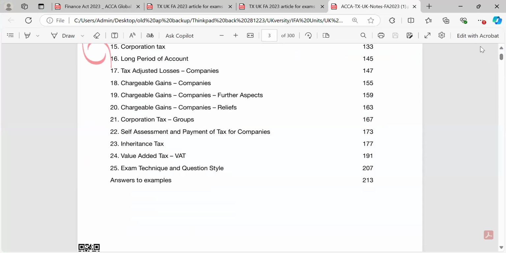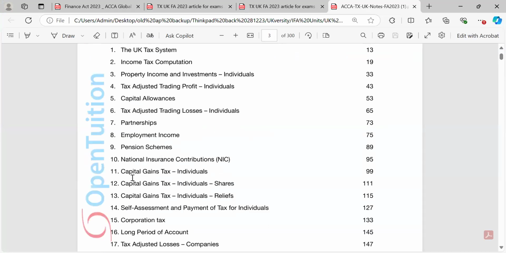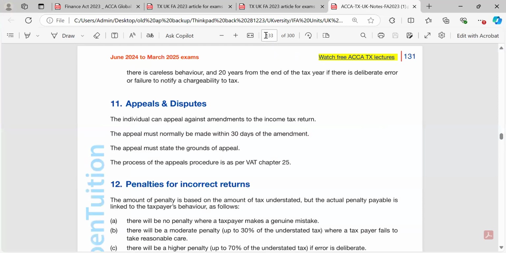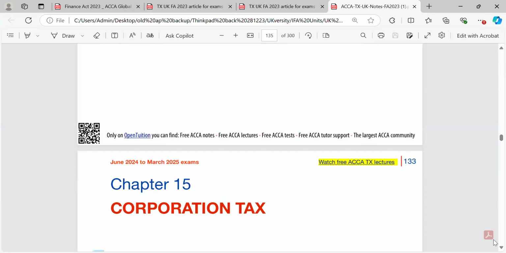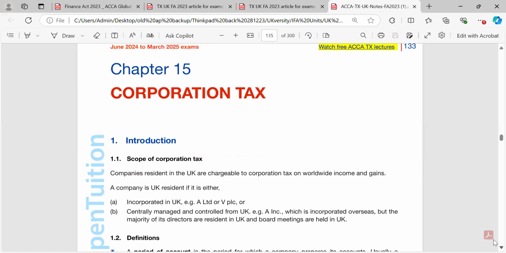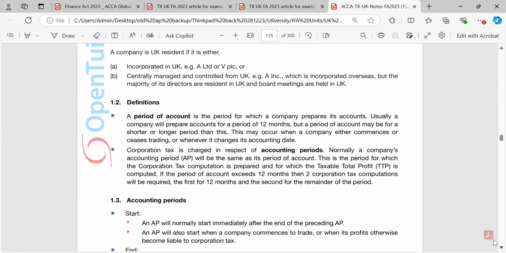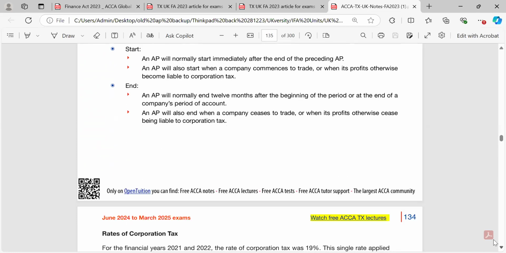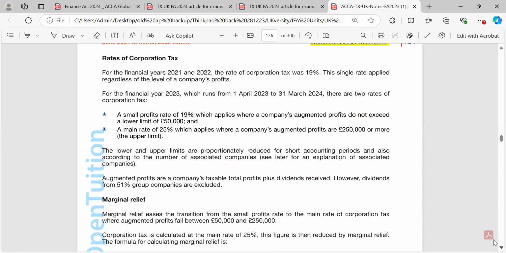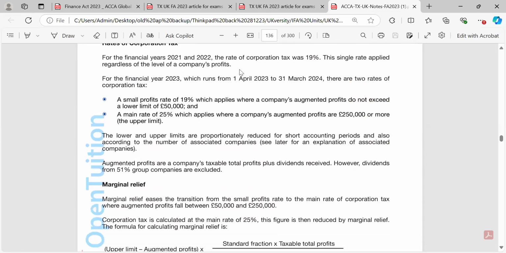Here you will see Chapter 15, please, which is on page 133. In this chapter, you've been given the corporation tax, and it's good to look at some examples of corporation tax. The rate of corporation tax is mentioned, and we look at different periods, like 1st April to 31st March. So the Finance Act 2023-24 is what we're really applying.